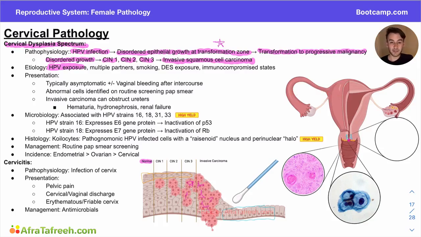However, there are some other minor risk factors that we can talk about, such as multiple partners, because we know that HPV is spread through sex, and then smoking, because we know that smoking leads to carcinogenic change throughout the body, but this is particularly high yield in cervical cancer.